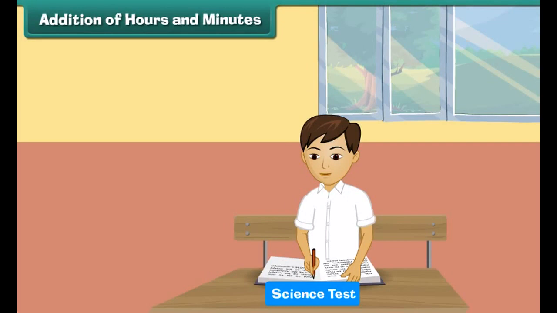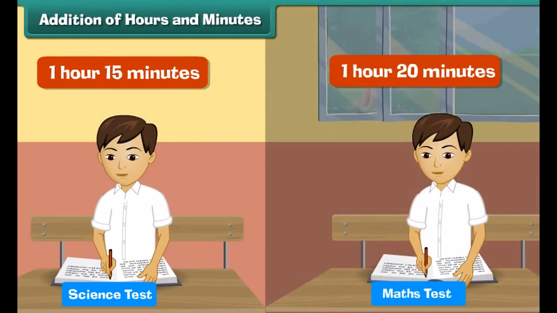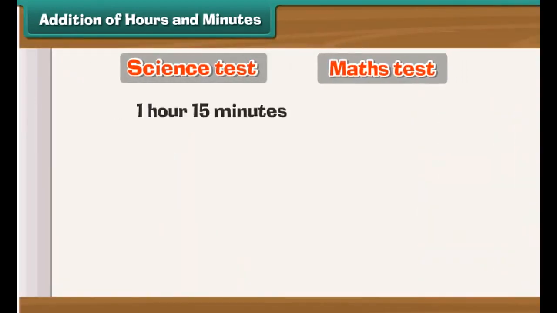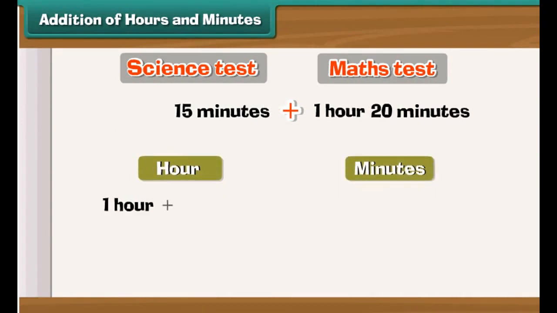Raju completes his science test in 1 hour 15 minutes and his maths test in 1 hour 20 minutes. What is the total time taken by Raju to write the 2 tests? To calculate the total time, we add the hours together and the minutes together.